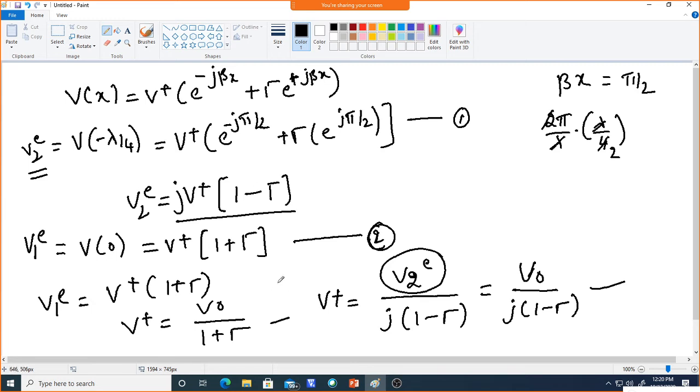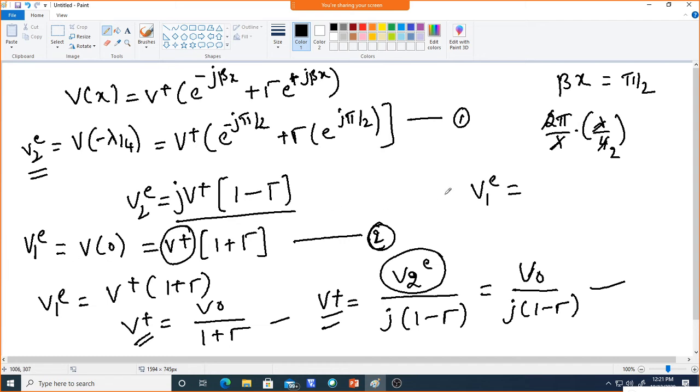So now you can find out what V plus is in terms of this equation. If you substitute V plus, whatever we got here, then you will get the value for even the V0 value also. Now if you substitute V plus from this equation, you will get the voltage for V1.